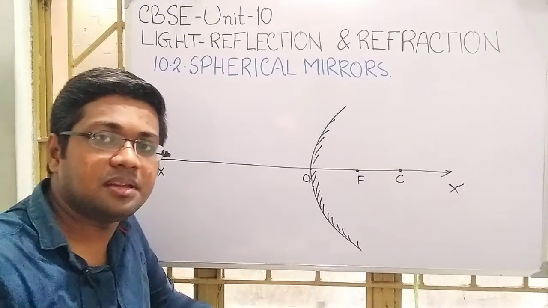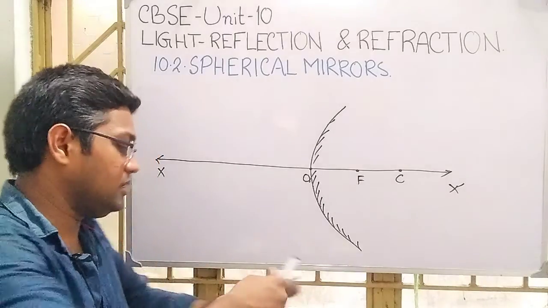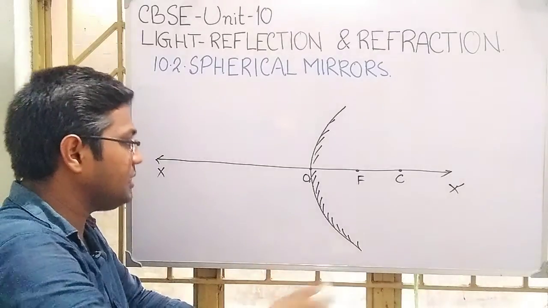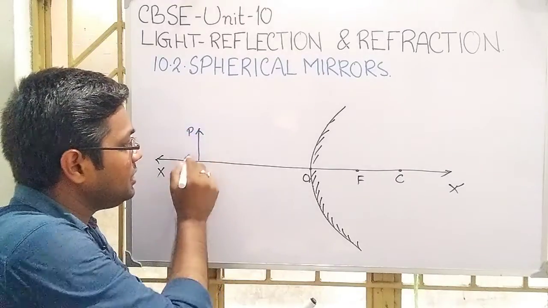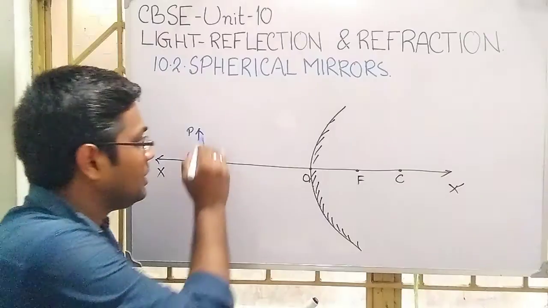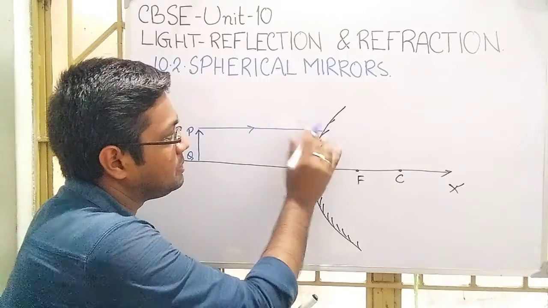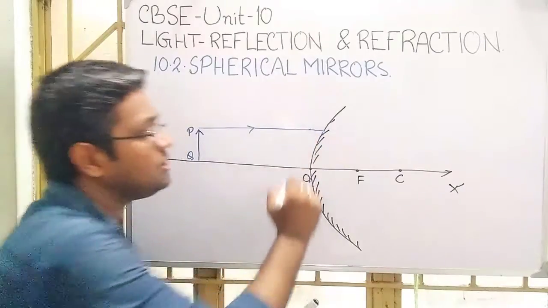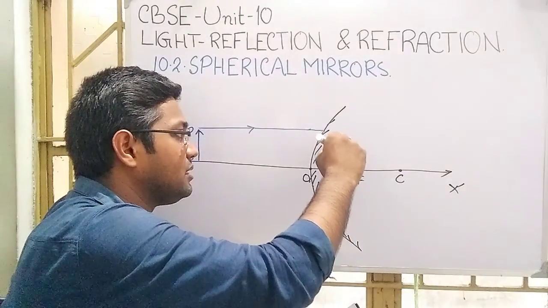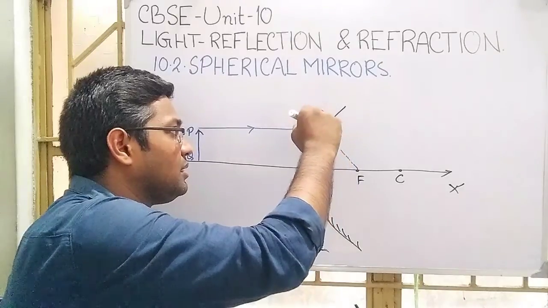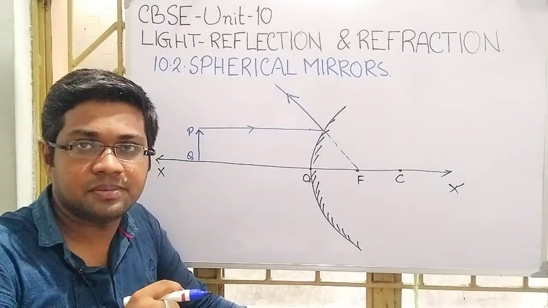Just see, it is a convex mirror. Now the object is placed in between infinity and the pole. It will be somewhere like this, capital P and capital Q. The light ray coming from the point P, parallel to the principal axis, is incident on the mirror, and after reflection it will appear to diverge from the focus.